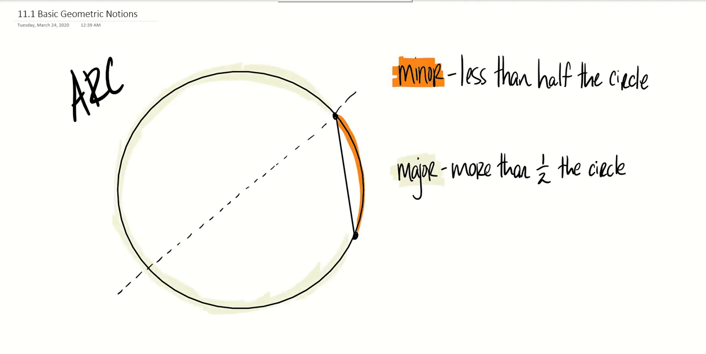Okay, so sorry, I don't remember what I said before I paused the video, but basically this little chord that we've got drawn here, ignore the diameter right now, creates a minor arc, which is less than half the circle, and a major arc, which is more than half of the circle. So you might wonder, what do we call an arc that is half the circle? You'd call that a semicircle because it is half. Semi is a prefix for that. So these are the different types of arcs that you could possibly have.